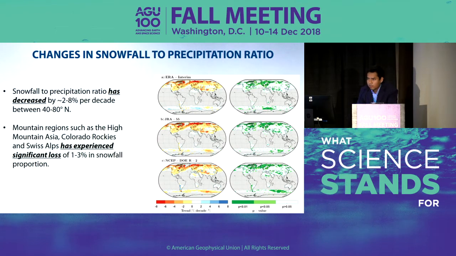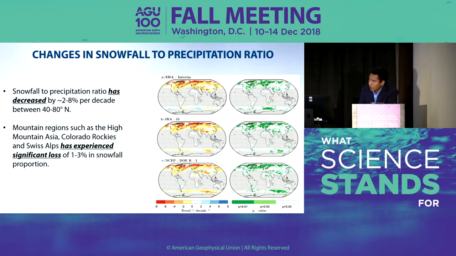We further combined this data with the precipitation data from multiple sources, and the results are shown in this figure. Each row is the results from 3 different Earth system models, and the left column is for the trend in the snowfall to precipitation ratio. All the red areas and the orange areas are the area where the snowfall is reducing over time. And the right column is for the statistical significance. So all the areas with green, we have higher confidence in the obtained trend.